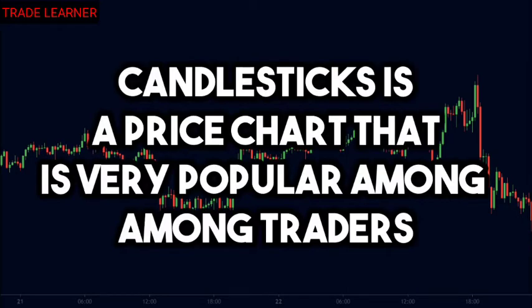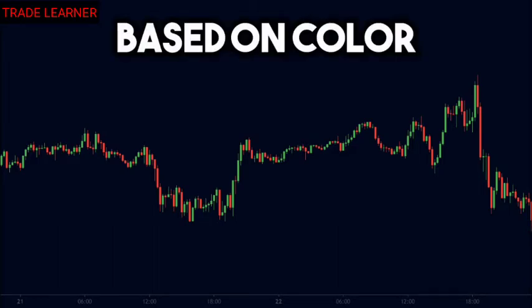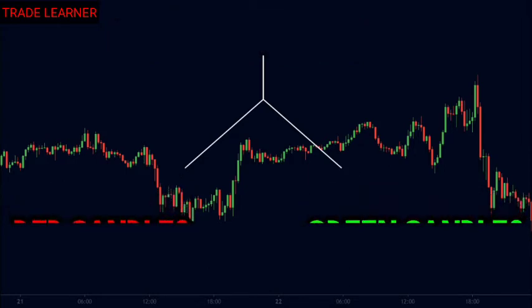Candlesticks are a type of price chart that is extremely popular among traders. The reason for this popularity is that candlesticks provide a lot of information in a very simple way. There are many different ways of differentiating between candles. Candlesticks can be divided into two categories based on their color: red candles and green candles. Red candles indicate a down move in the market, while green candles indicate an up move in the market.